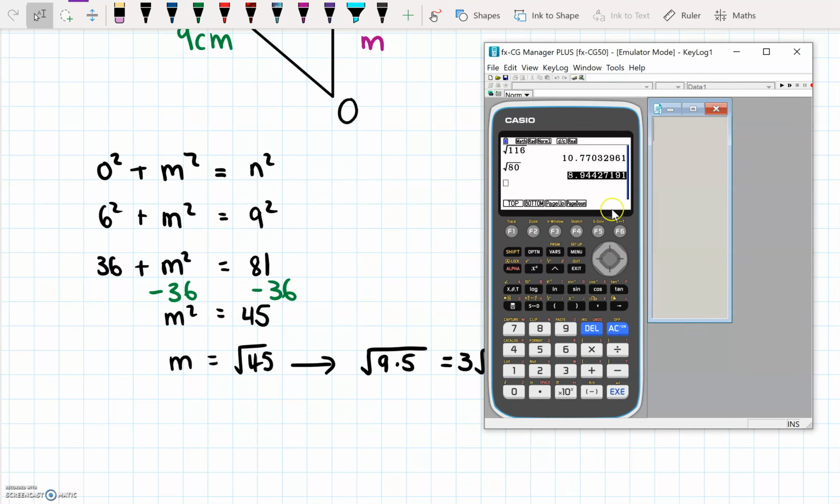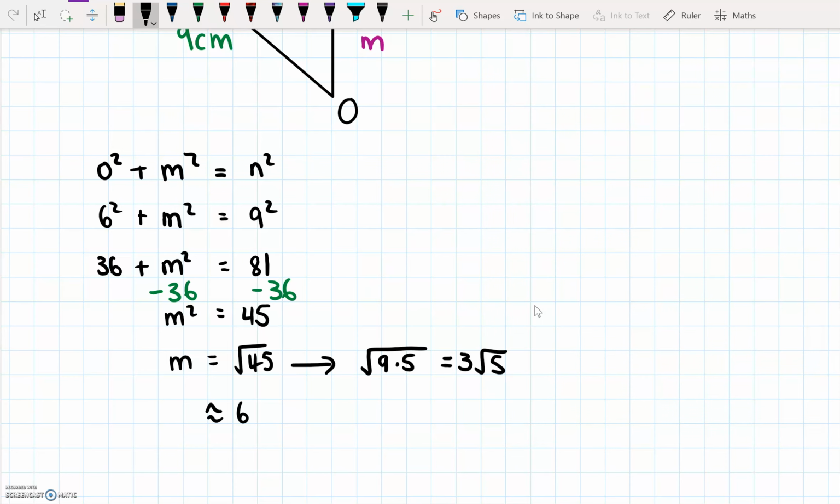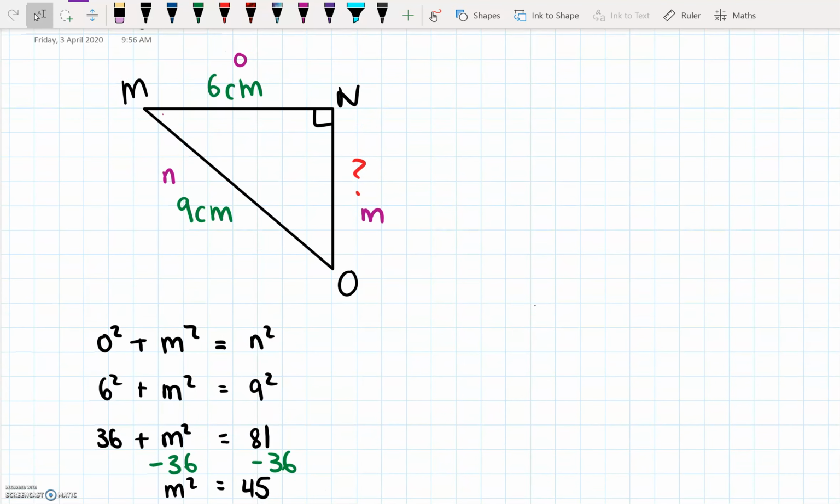We want to know the square root of 45, and we want that as a decimal, which is 6.71. So m is approximately equal to 6.71 centimeters. Okay, now just remember your hypotenuse is always the longest side. So if you get an answer for m that's longer than the hypotenuse, then you know you've made a mistake.